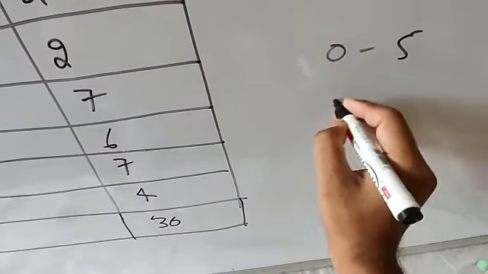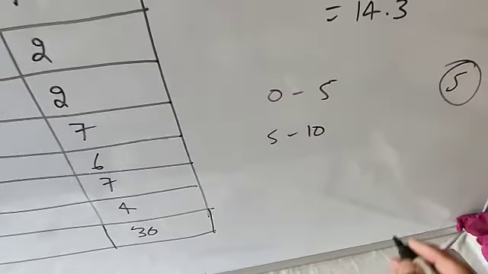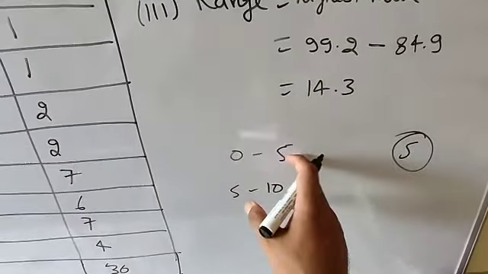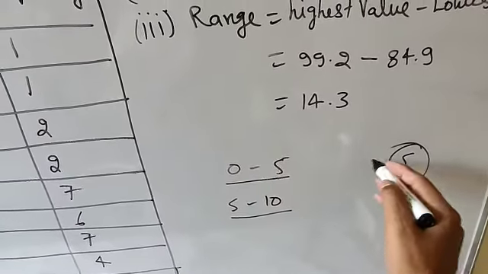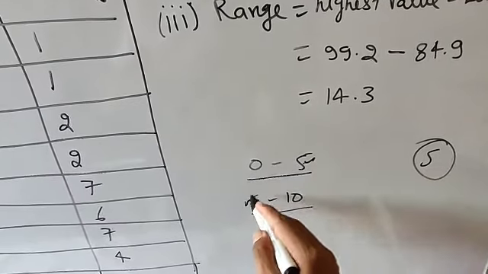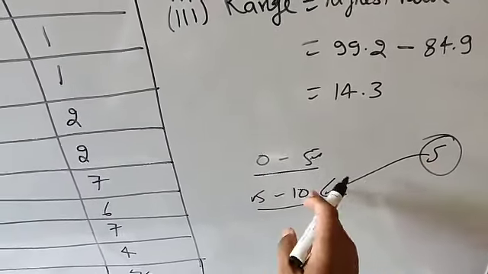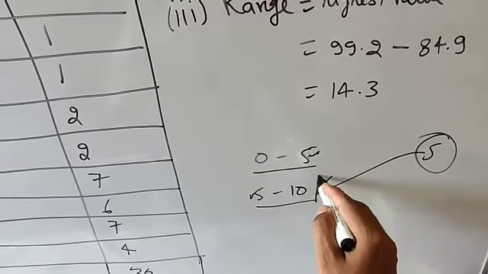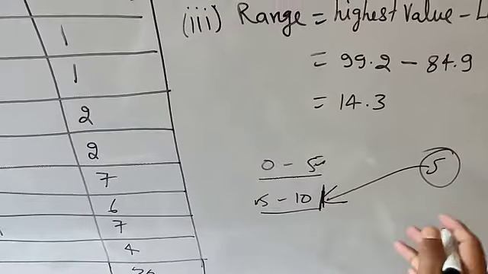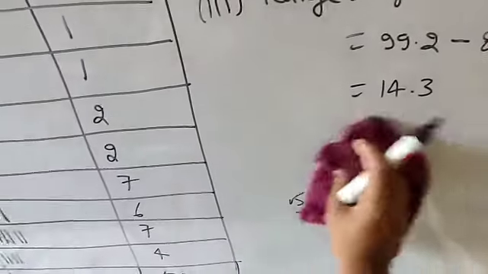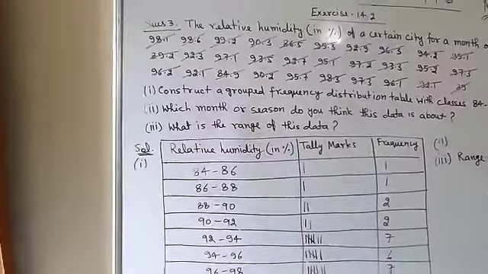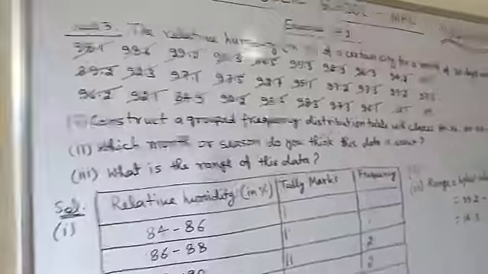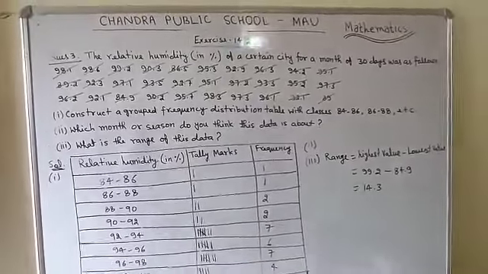Then you will represent like 5. If you are going to write like this, 0 to 5, 5 to 10, and if you are going to represent 5, where will you represent the 5, between 0 to 5 or 5 to 10? In the previous video I had explained that here it is upper limit, here it is lower limit, so 5 will be included here in the lower limit. So you will draw the tally mark for the 5 in the 5 to 10. In the same way you will represent the other values. So students, that is question number 2. You can represent it easily.